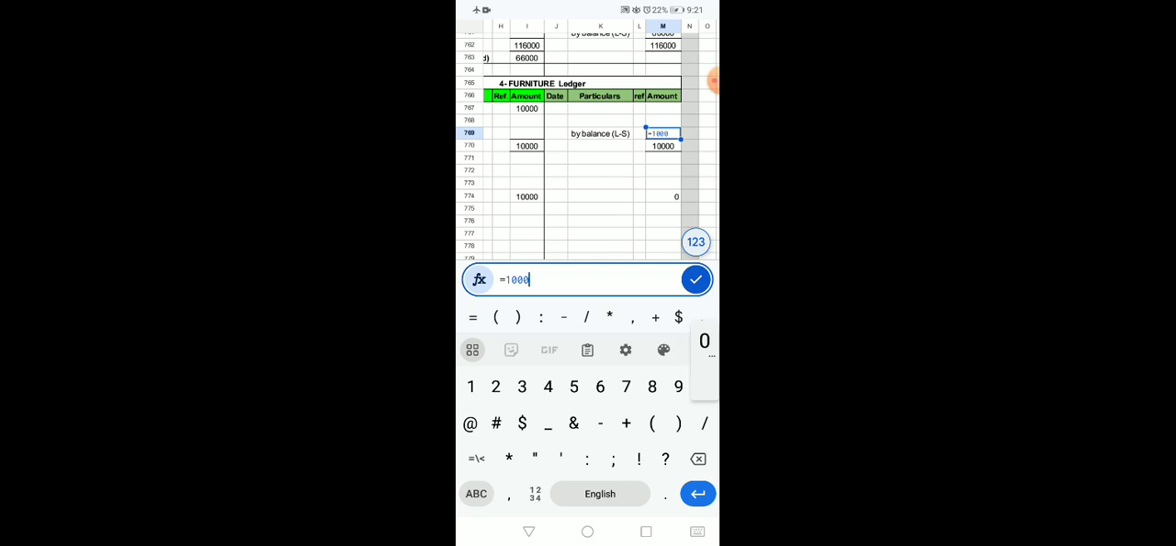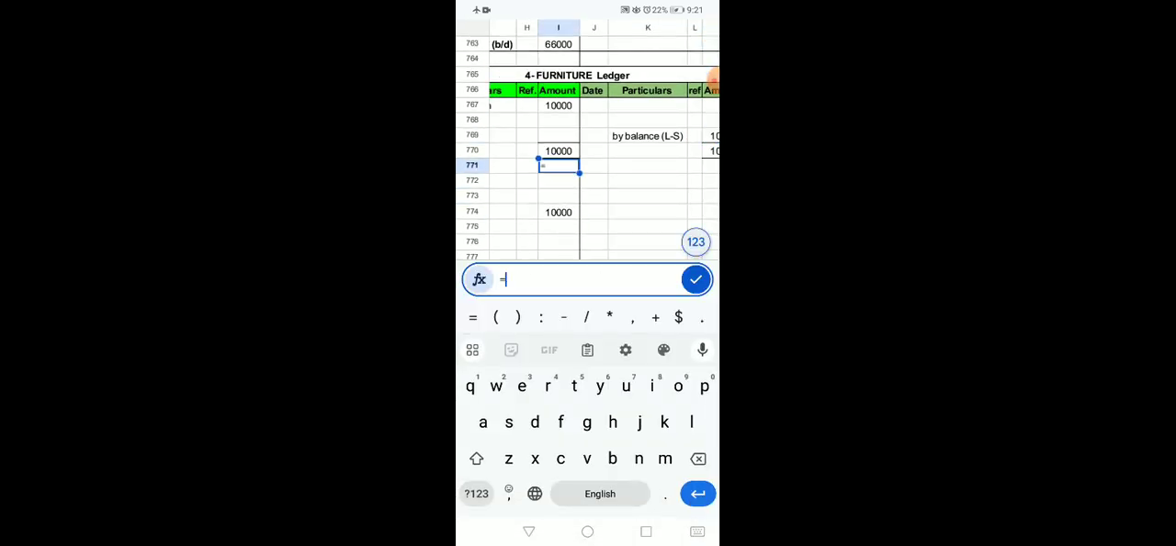The third step is to choose the smaller side. Total of this side is 0. Total of this side 10,000. So this is the smaller side. Here you will write "By balance". And how will this balance be calculated? You will subtract the smaller total from the larger total. That means larger total minus smaller total. Calculate this balance. What is the larger total? That is 10,000. And you will subtract the smaller total, which is 0. So here you have got the balance.